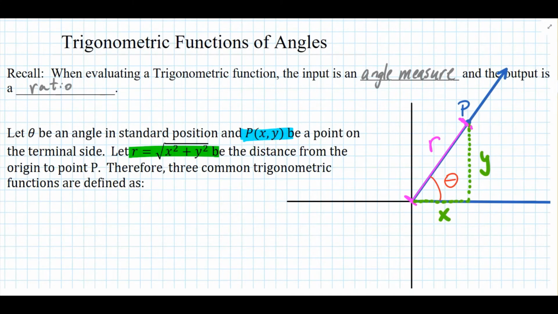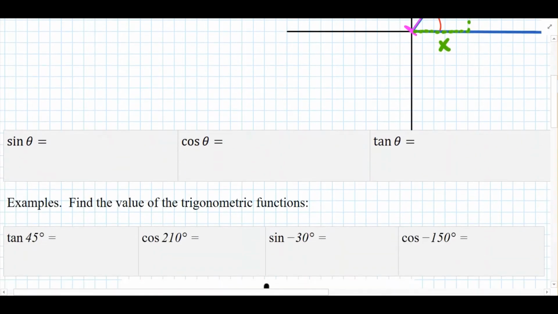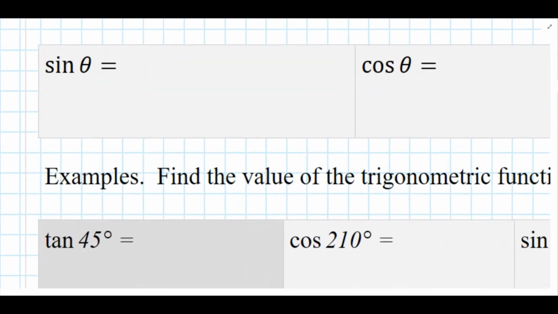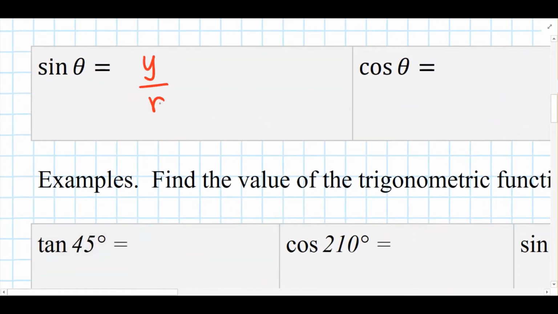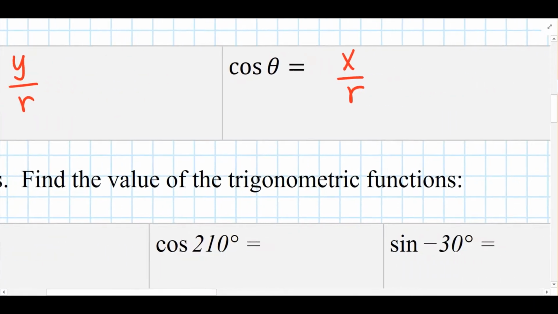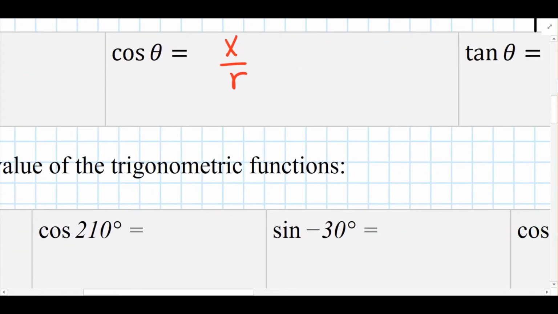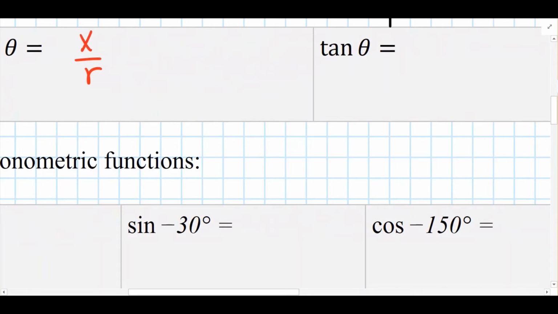The three common trigonometric functions, sine, cosine, and tangent, are defined as the ratios as follows. The sine function evaluated at the theta angle measurement is equal to the y value divided by r. The cosine function evaluated at the theta angle measurement is equal to the x value divided by r. And the tangent function evaluated at the theta angle measurement is equal to the y value divided by the x value.